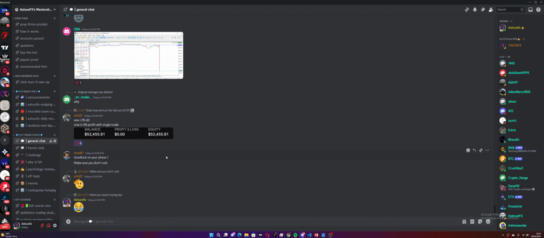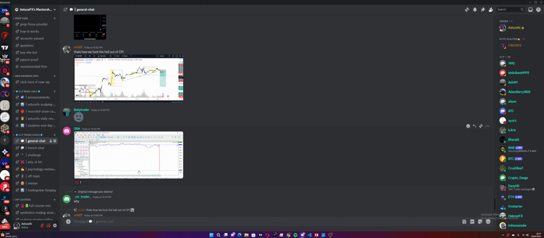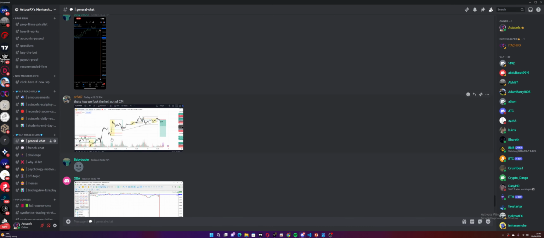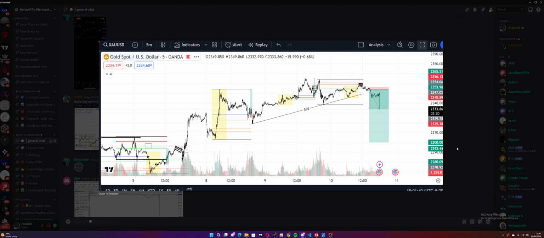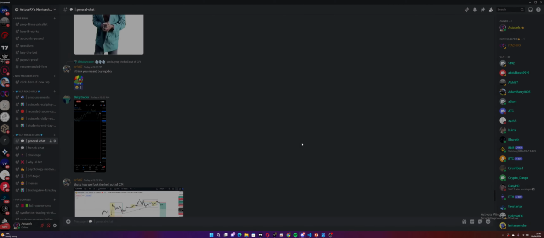But if I come to my Discord, I can see that my members traded CPI today. This guy, I don't know if he had this sell. Yeah, I think he did. As you can see, exactly at this one, he had a sell somewhere here, stop loss there. This thing went massively in profit. Not only that, this guy also had a sell on gold, and if I come here, this guy also had a sell on EU.